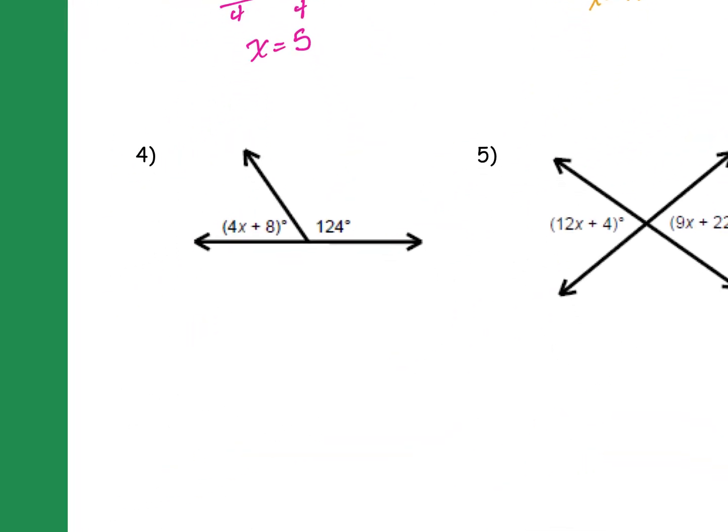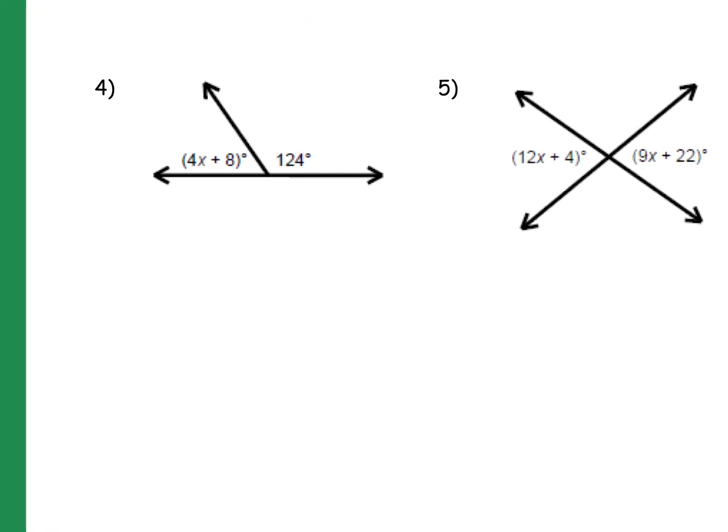All right. The next one, what type of angles is this? Linear, good. So this is linear because it forms a line. And if it's a linear pair, what do we know about linear pairs? They equal 180. So this angle plus this angle equals 180.